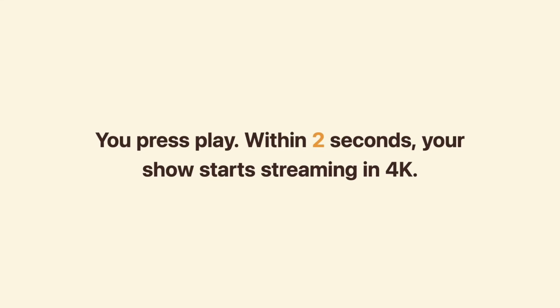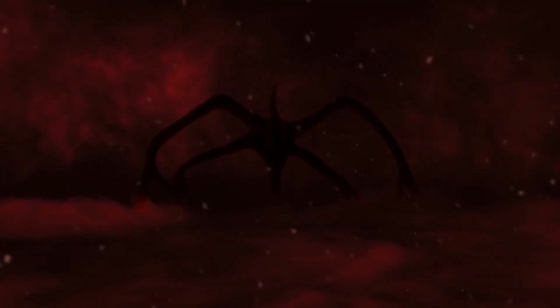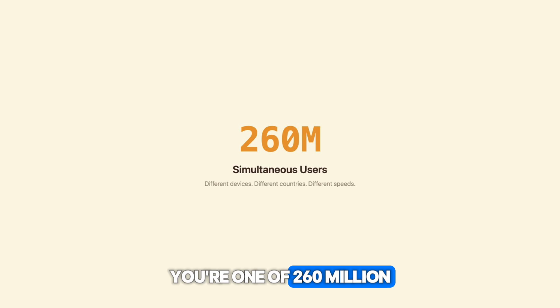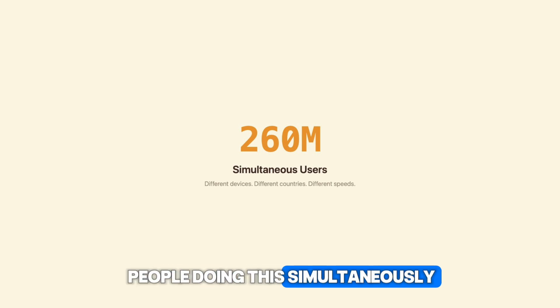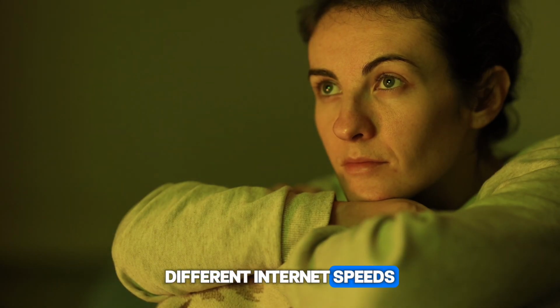You press play. Within 2 seconds, your show starts streaming in 4K. No buffering, no lag. You're one of 260 million people doing this simultaneously. Different devices, different countries, different internet speeds. How does Netflix make this look effortless?